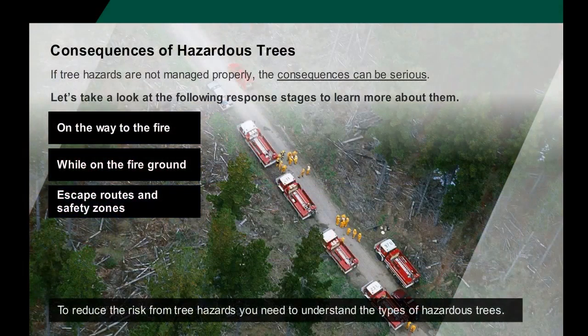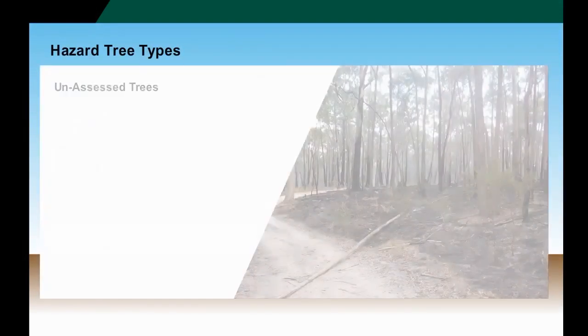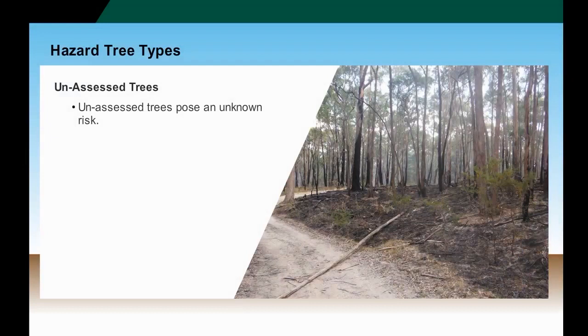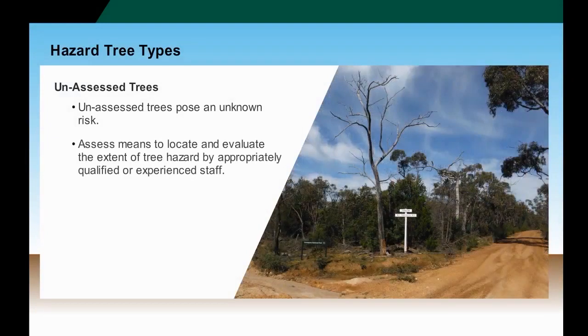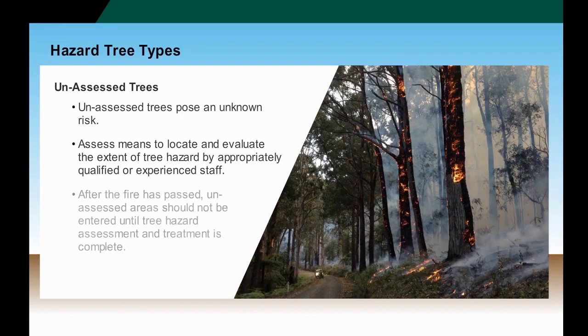To reduce the risk from tree hazards, you need to understand the types of hazardous trees. Trees can be classified into 5 types. Let's look at them now. Unassessed trees pose an unknown risk. Assess means to locate and evaluate the extent of tree hazard by appropriately qualified or experienced staff. After the fire has passed, unassessed areas should not be entered until tree hazard assessment and treatment is complete.